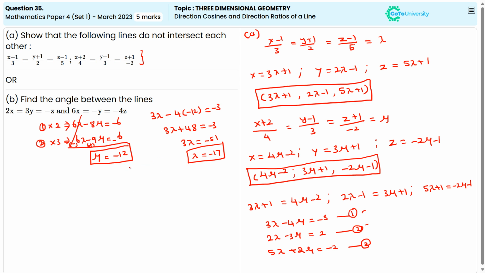Now we are going to substitute the values of mu and lambda in equation number 3. The equation is 5 lambda plus 2 mu equal to minus 2. If we substitute the value of lambda, we get 5 into minus 17 is minus 85, plus 2 into mu, which is minus 12, minus 24. So we get minus 109, which is not equal to minus 2. Which means here LHS is not equal to RHS. So we can say that the given lines do not intersect.